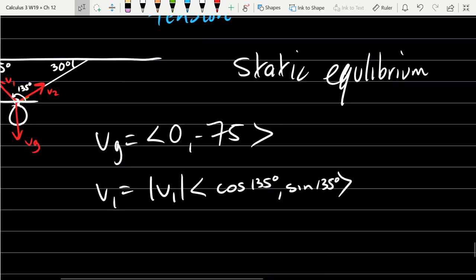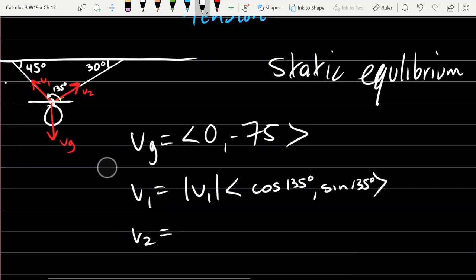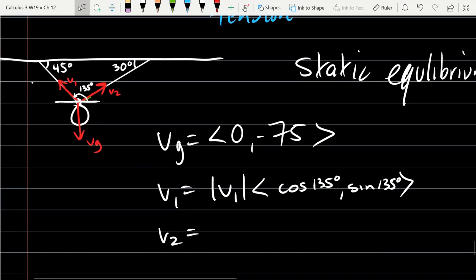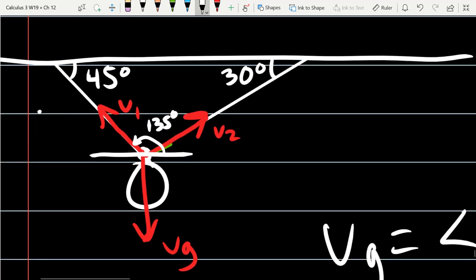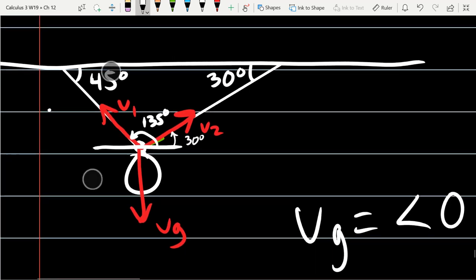So that's vector 1 and vector 2. Oh wait, what am I doing? No, that's correct, because I want my x to be negative. Okay, yeah, that's correct. All right, vector 2. The proper way to measure vector 2 would be this angle right here, and that is 30 degrees. That's something about corresponding interior angles being the same. So that's our 30 degree angle right there.